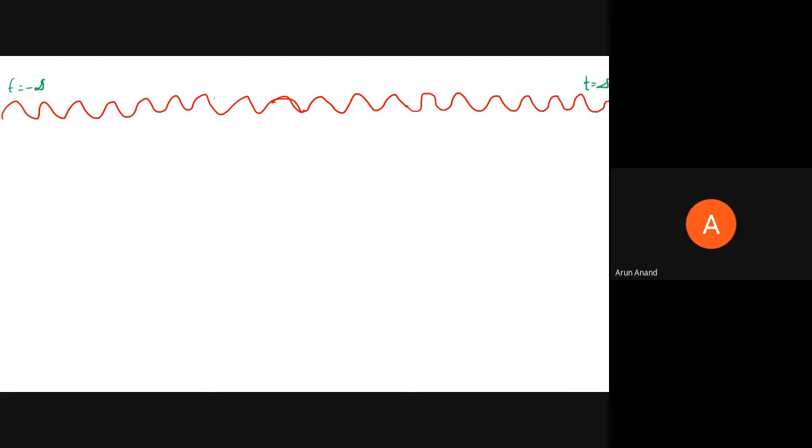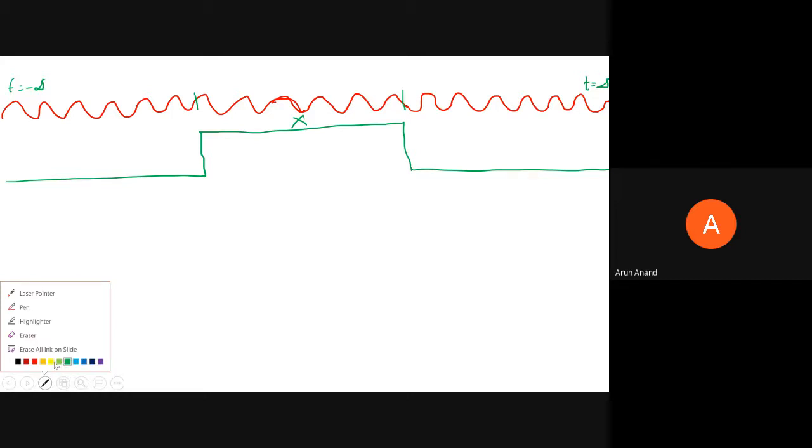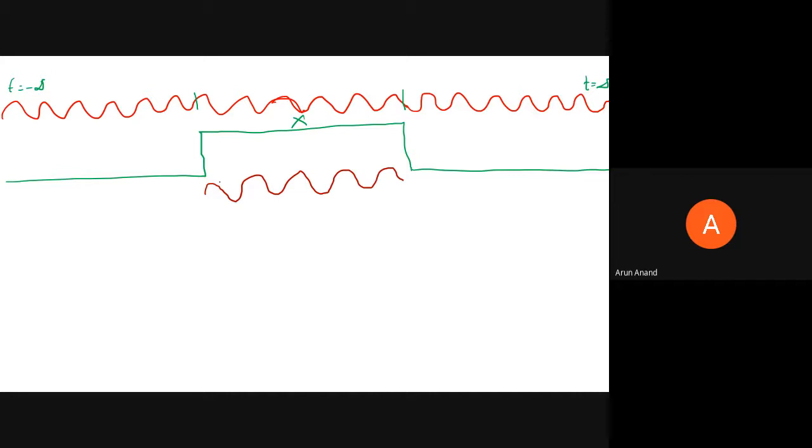So if I am confining the signal, let's say from here to here, this is equivalent to multiplying the signal with a function like this, right? When you multiply, your output looks like this. It will not be exactly the same, but assume that it is. Clear? It starts at t equal to 0. Is it clear?